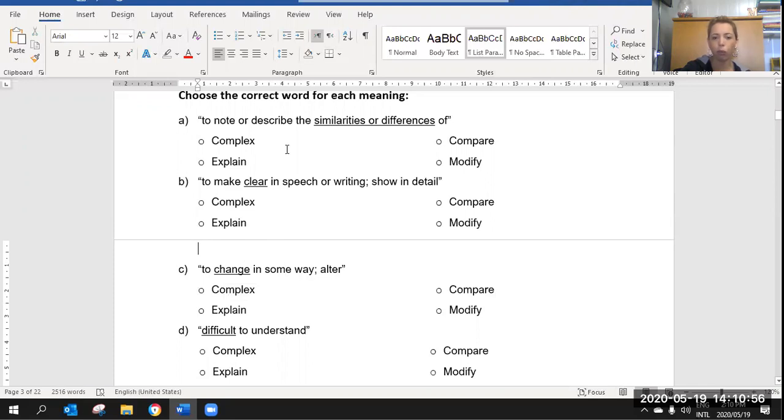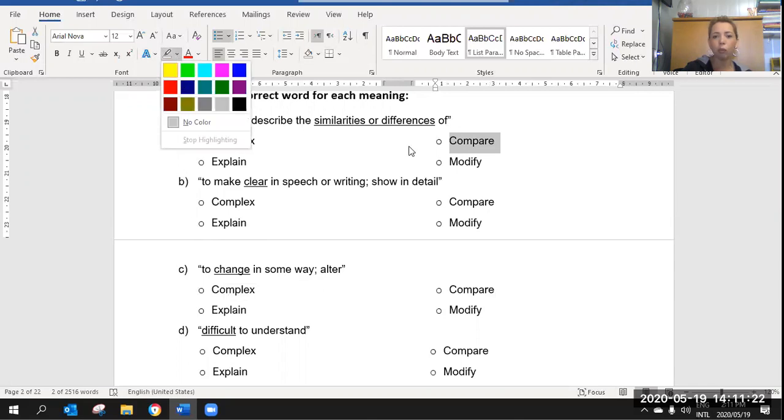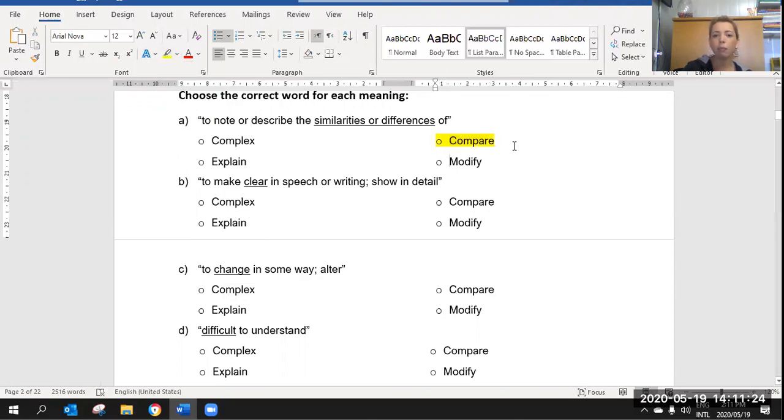So let's look at our 4 words. To note or describe the similarities or differences of. Complex, explain, compare, or modify. So when I look at 2 or more things and I look at how they are the same or how they are different, then what I am doing is I am comparing them. So the word there that fits that definition is this word compare. That means to look at things and see how they are the same or how they are different. Their similarities and their differences. That is the word compare.